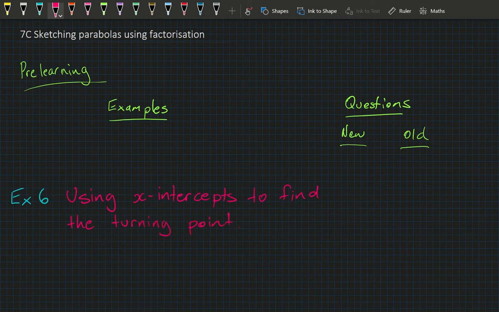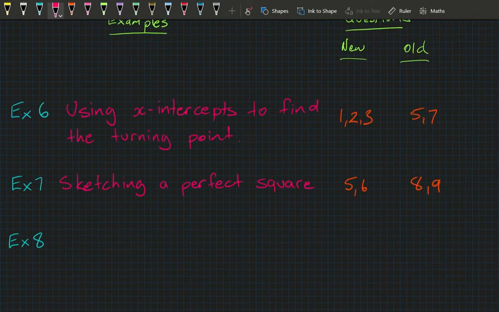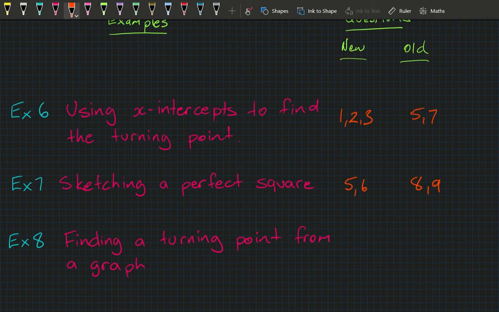And your pre-learning for this example is questions 1, 2 and 3 in the new book, and questions 5 and 7 in the old book. And then we'll do example 7, sketching a perfect square. And your pre-learning for this example is questions 5 and 6 in the new book, and questions 8 and 9 in the old book. And then finally, we'll do example 8, finding a turning point from a graph. And your pre-learning is question 8 in the new book and question 11 in the old book.